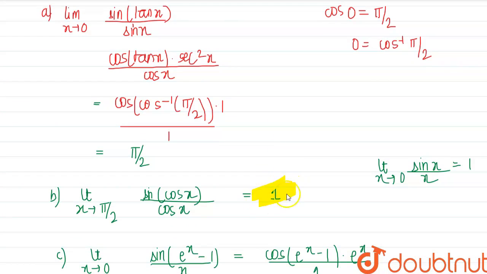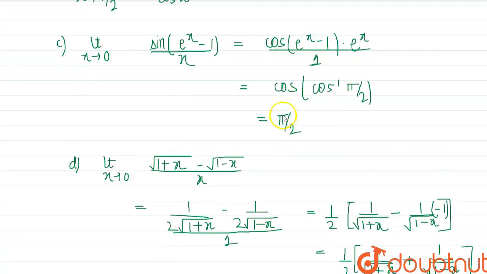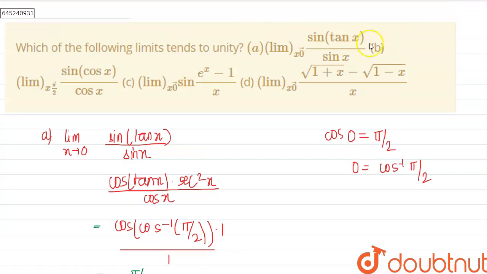And 1 over here. So our options B and D are the correct options. So the correct option for this question is option B and option D.